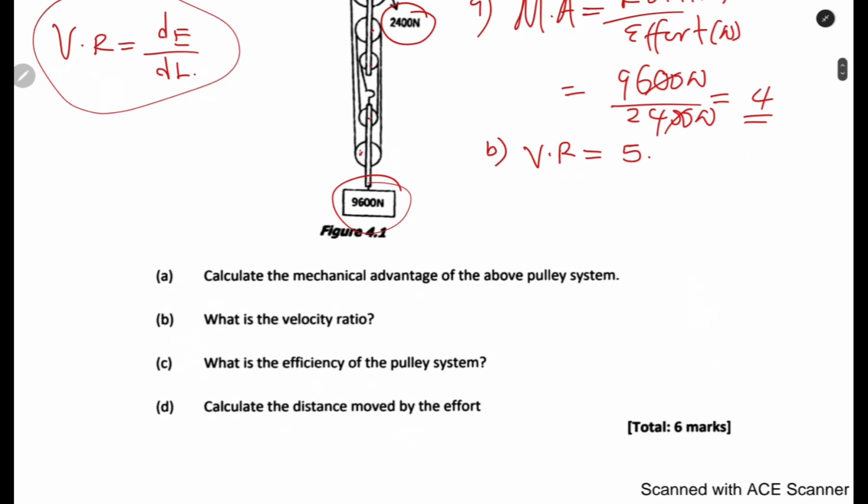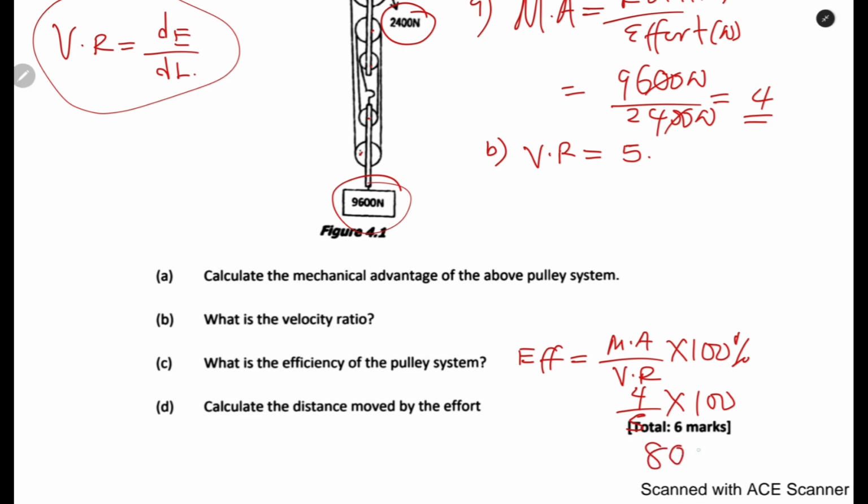Then let us look at question C. What is the efficiency of the pulley system? Efficiency, EFF, is equal to mechanical advantage divided by velocity ratio, multiplied by 100%. Please take note that it's not always that you use mechanical advantage divided by velocity ratio to find efficiency. Sometimes you're going to need work done by load divided by work done by effort, then multiply by 100%. Here we have mechanical advantage, which is 4, divided by velocity ratio, which is 5, multiplied by 100%. This gives 80% as our efficiency.